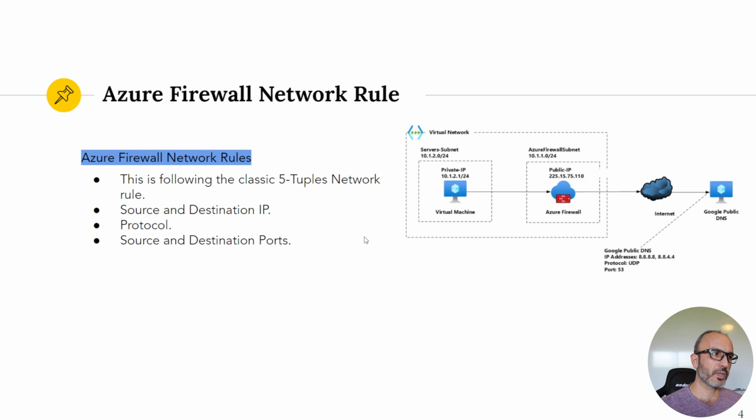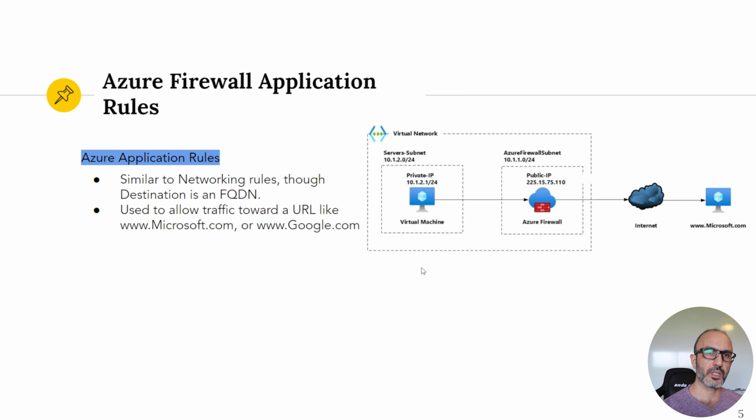In here, we've got the classic case of trying to reach a destination on the internet. In this case, we are trying to reach the Google public DNS, 8.8.8.8 and 8.8.4.4. The source IP would be the server subnet, and the destination IP would be the Google public DNS, and the traffic that we want to pass in this case will be the DNS traffic, which is a UDP type of traffic using port 53.